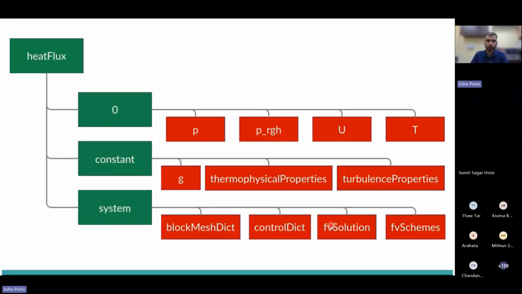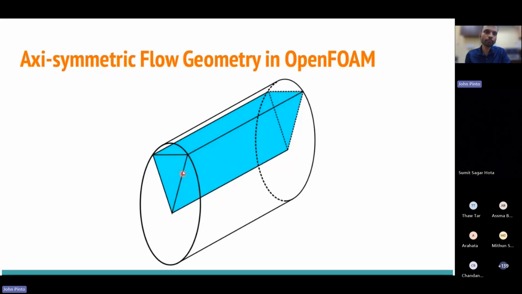So now this is the folder structure that I've talked to you about. Now I will briefly go over them one by one. First will be the blockMeshDict. So now the flow through a pipe, we can do a full pipe simulation that is available on our FOSSEE website, where we have done flow simulation through a pipe.